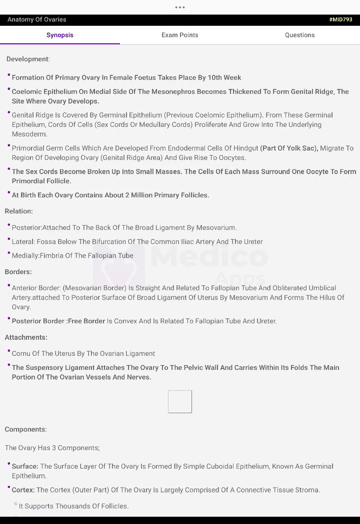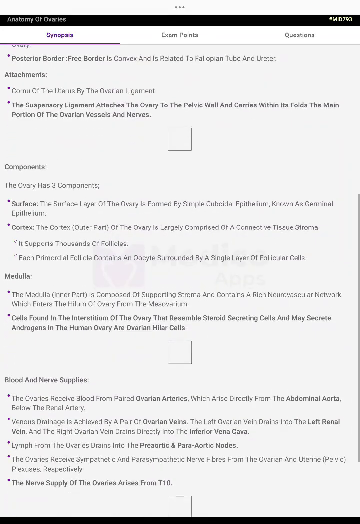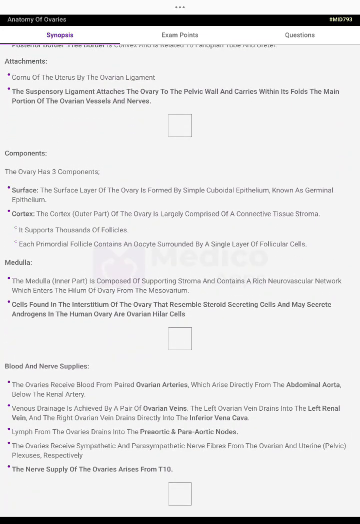Borders. Anterior border: the mesovarial border is straight and related to the fallopian tube and the obliterated umbilical artery. It is attached to the posterior surface of the broad ligament of the uterus by the mesovarium and forms the hilum of the ovary. Posterior border: this border is convex and is related to the fallopian tube and the ureter. Attachment: to the corner of the uterus by the ovarian ligament.